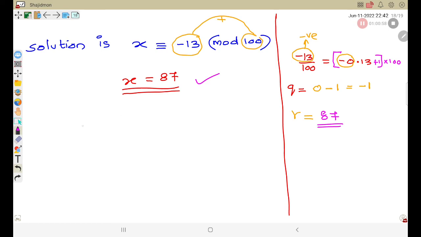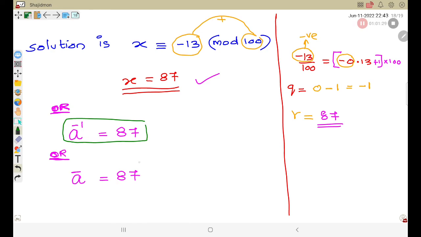So x equal to 87, or we can write, as I told you in the beginning, A inverse equal to 87, or A bar. Okay, A bar equal to 87. These are all same, because sometime the question asks A inverse, or sometime it is asking A bar. So all are solutions, different notation, sometime A inverse notation, sometime A bar notation.